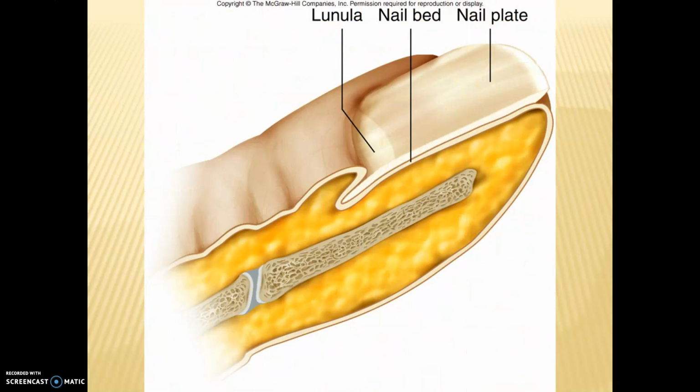If we take a look here, we have our lunula right here, and that's going to be growing as our nail bed grows here. So all these cells over here are reproducing and creating this nail plate as it moves up.